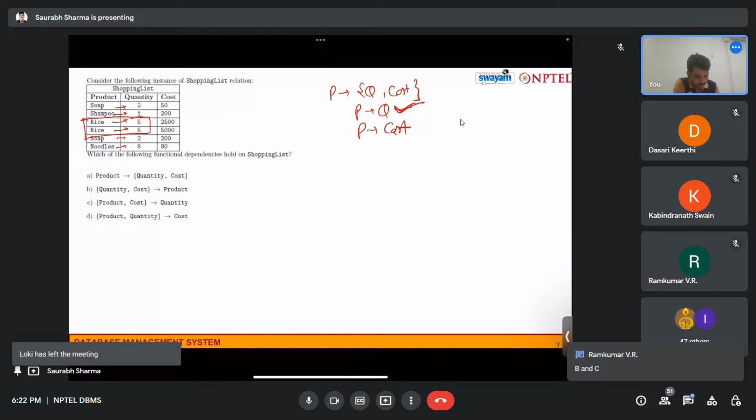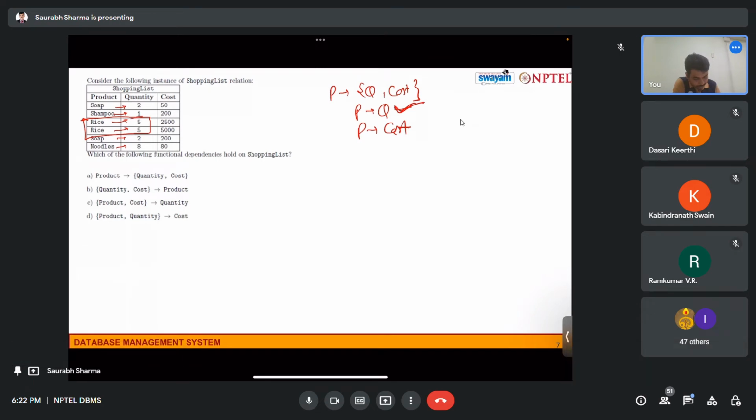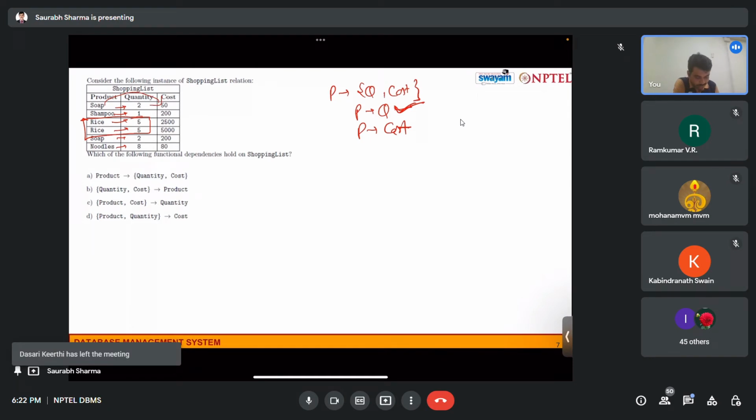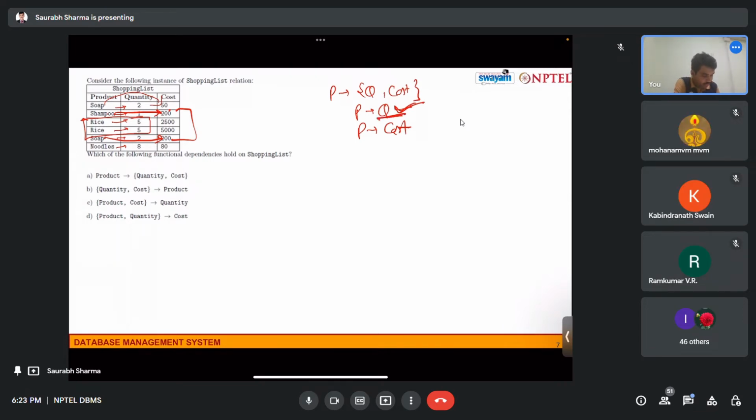But just go for this cost. What will we end up with? For cost, we have soap with cost 50, shampoo with cost 200, and soap with cost 200. Okay. So from here we can infer that it is able to determine quantity, but not cost. So the first is wrong. Coming to the next option, what is it telling?